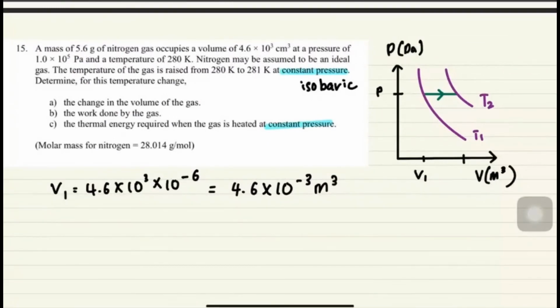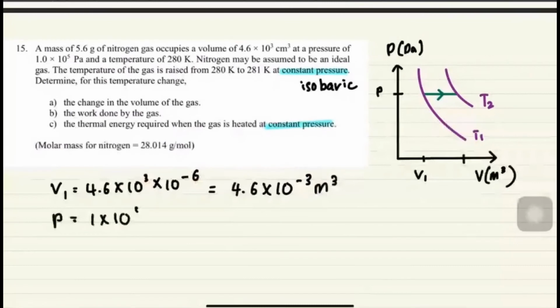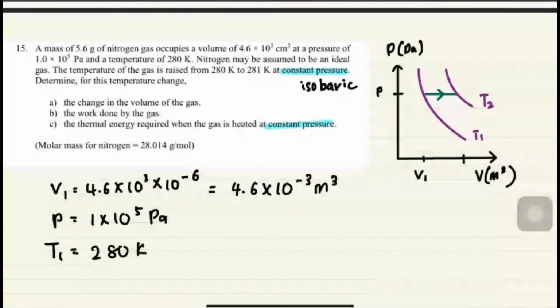So how do I change? You have times 10 to the power of 3, centimeter to meter, you have minus 6 because of the cube, minus 2 times 3 is minus 6, so 3 minus 6 you get minus 3. Good. The next one, the pressure is given, which equals 1 times 10 to the power of 5 Pascal. And then the temperature changes, so you have T1 and T2. T1 is 280, T2 is 281.